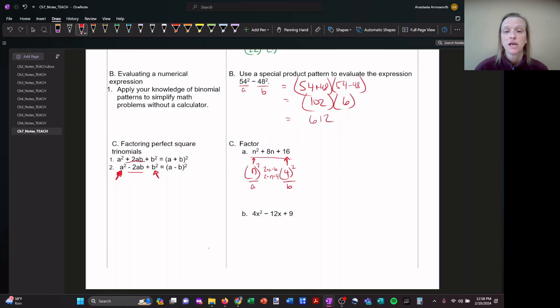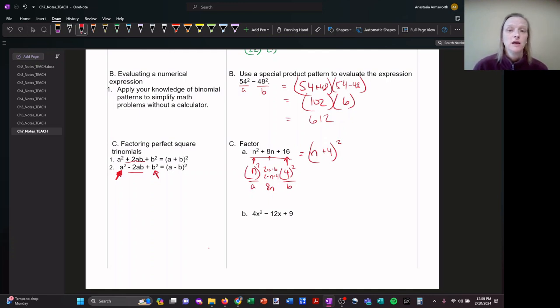Well, 2 times 4 times n is 8n. And so, yes, this center value does follow the 2AB pattern. Therefore, this is a perfect square trinomial. And so to factor it, I write it as a perfect square. My A value is n, my B value is 4, and I write it as the quantity n plus 4, and I square it.